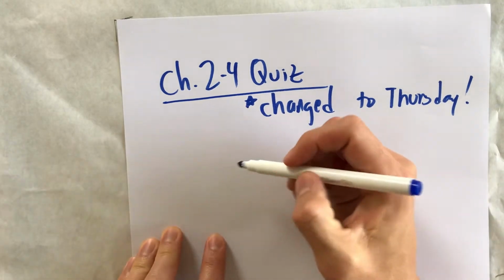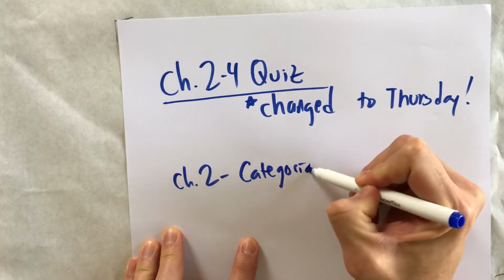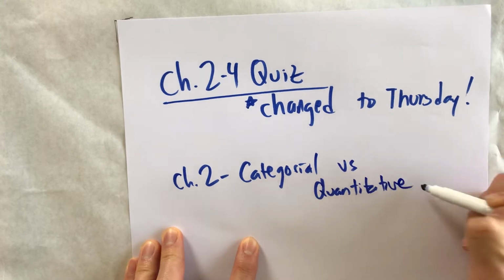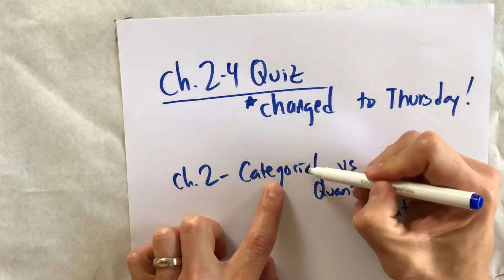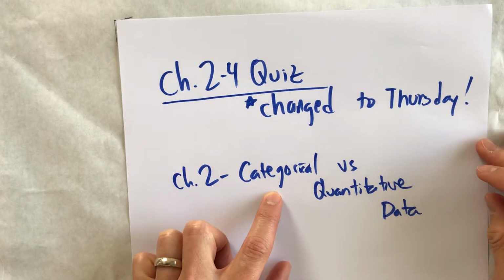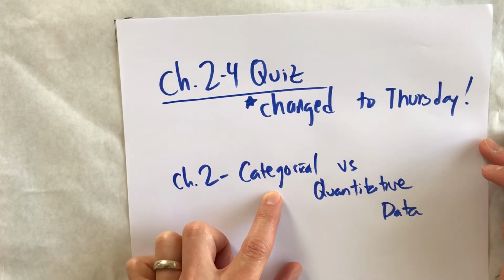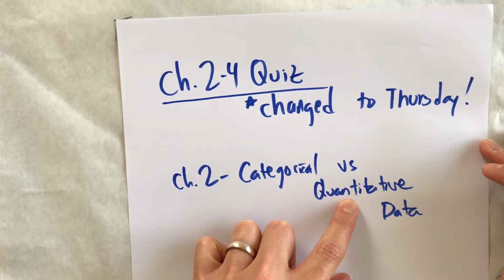As you know, for chapter 2, the main thing you need to know is categorical versus quantitative data or variables. Categorical is when you can put them into categories: hair color, eye color, favorite shoe brand, favorite sports team, etc. Quantitative are counts and measures. Quantitative is not just numerical values. Things like your student ID number, that's not quantitative. That would be categorical.